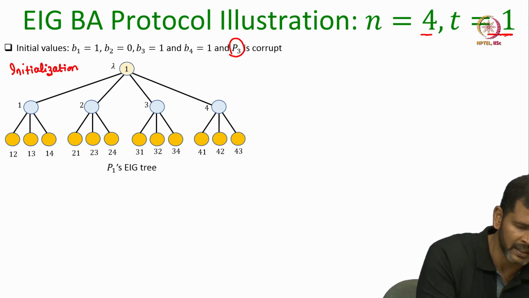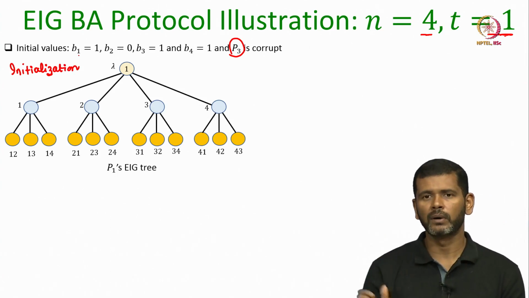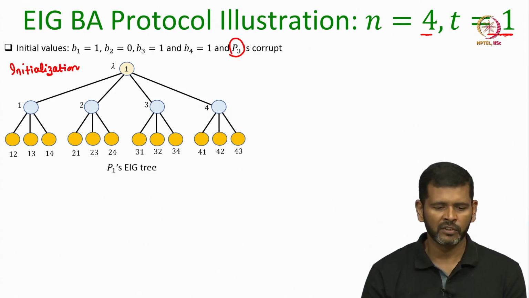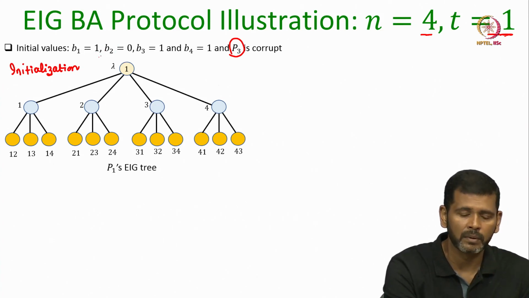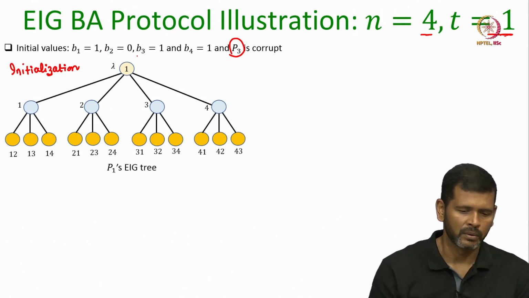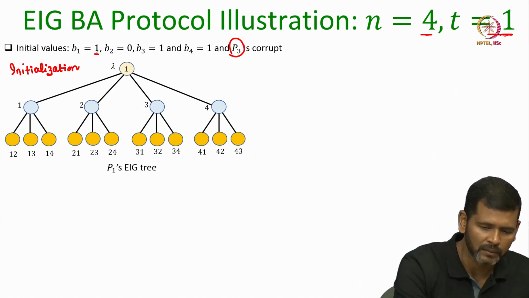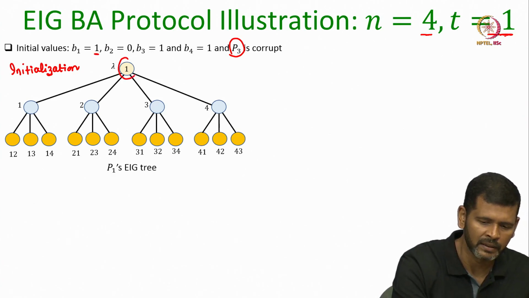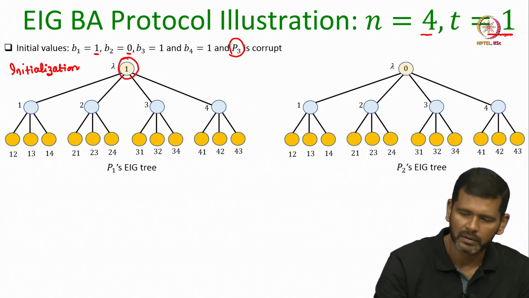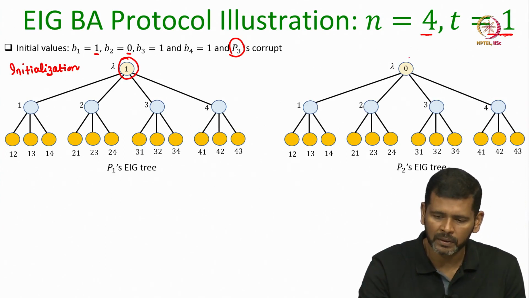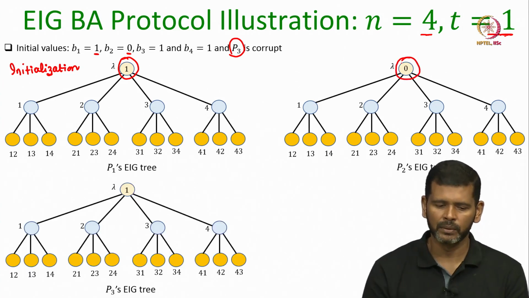Okay. So, recall that each party maintains a local copy of its EIG tree. So, P1 has its own copy of the EIG tree, and what it will do is assign the input that P1 has for the BA protocol to the root node. So, P1's input is 1. So, that is why it is assigning the value 1 to its root node. P2's input is 0. That is why in P2's copy of the EIG tree, the value 0 will be assigned to the root node by P2.